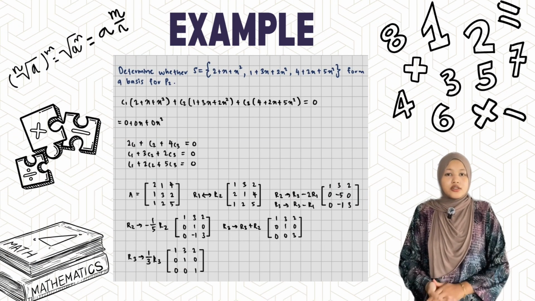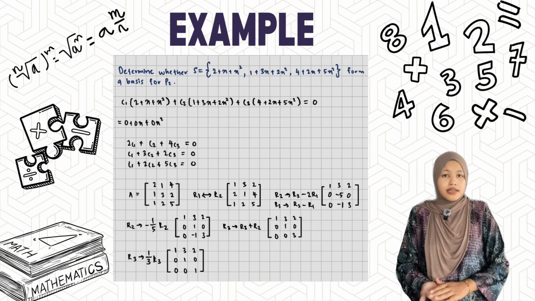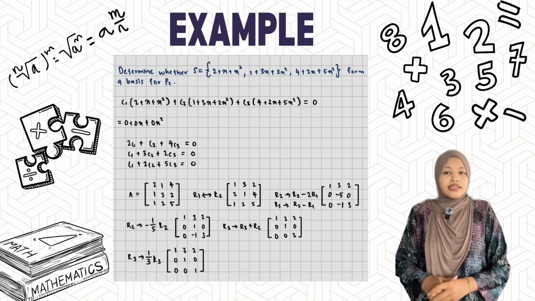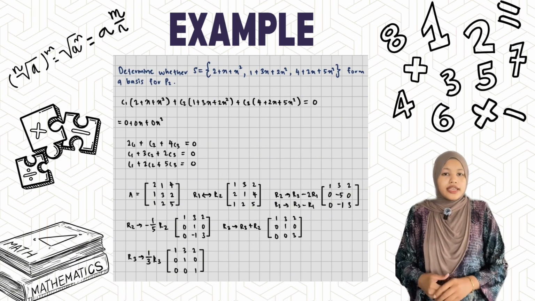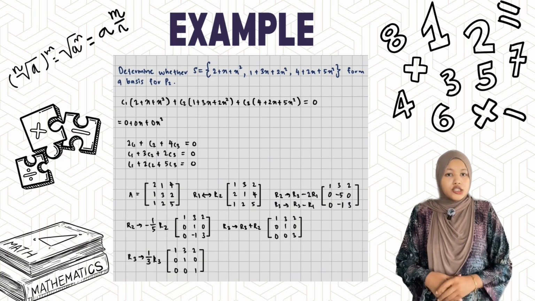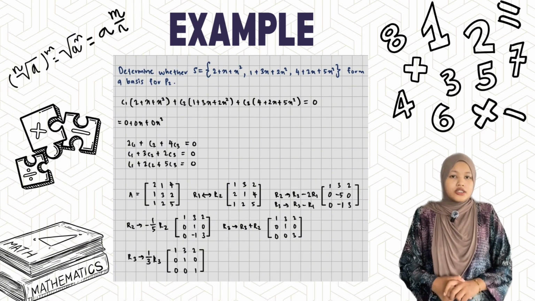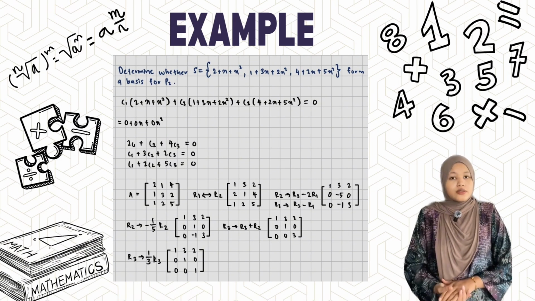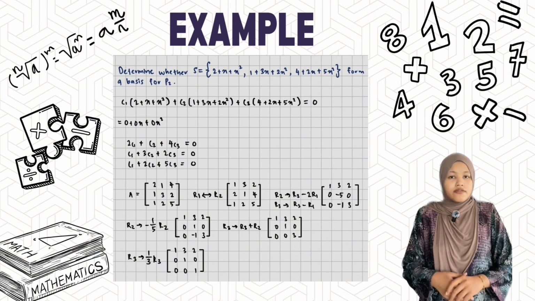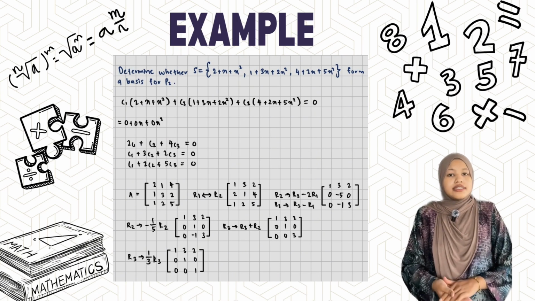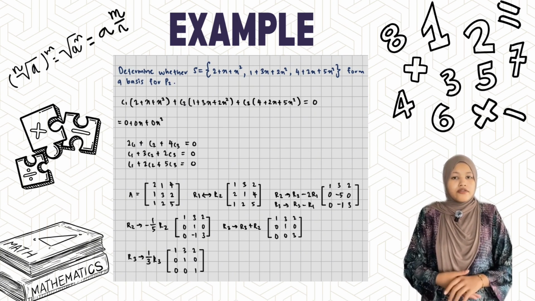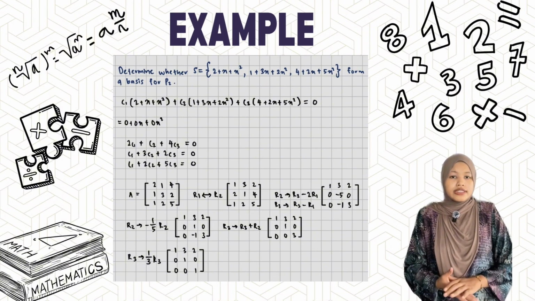The example is to determine whether S forms a basis. We need to check if the set is linearly independent. We assume that C1 is the first term, C2 is the second term, and C3 is the last term. Next, we compare the coefficients of the constant term, x and x squared. This gives us the following system of equations. From this equation, we form the coefficient matrix.